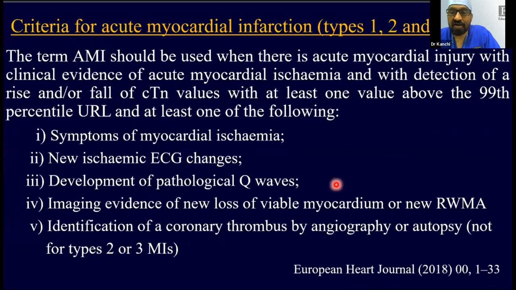Coming to the definition of acute myocardial infarction, it is defined as a condition where there is clinical evidence of rise or fall in cardiac troponin values with at least one value above the 99th percentile of the upper reference limit, when it is associated with one of the following: the patient complains of chest pain, or there are new ECG changes in terms of ST segment elevation or depression, or development of new pathological Q waves, or you have demonstrated regional wall motion abnormality by imaging techniques such as echocardiography, or you have demonstrated a coronary thrombus by angiography or at autopsy.